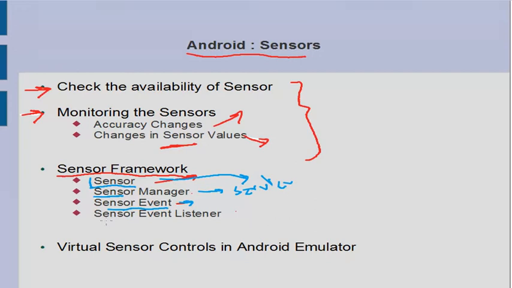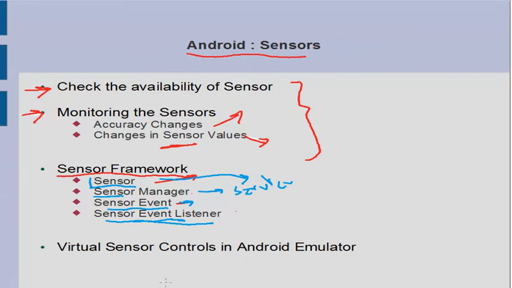And then we have the sensor event listener class. So we have two kinds of sensor events. One is the accuracy change in the sensor, and one is the change in the value of the sensor. So we are listening to these two events using this sensor event listener class.